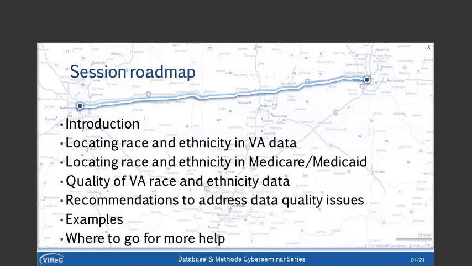We'll provide a brief introduction and then describe where to locate race and ethnicity in VA data, where to find the data in Medicare and Medicaid, how to assess the quality of the VA race and ethnicity data, recommendations to address those quality issues, along with some simple examples in SQL and links for where to go for more help.